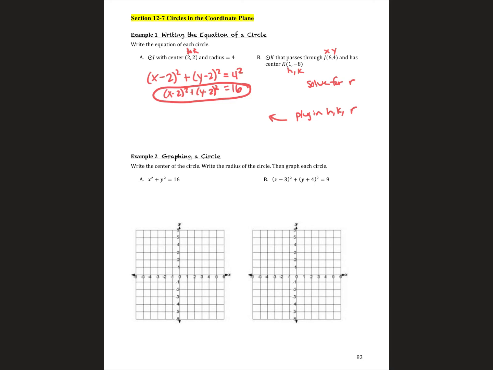For graphing, you take the center, which would be the opposite sign. In example A, it's just 0, 0. So I'm going to go to example B. So the opposite sign would be 3 and negative 4 for the center. And then the radius is the square root of 9, which is 3. So we go to 3, negative 4. And then we go out 3 on every side.